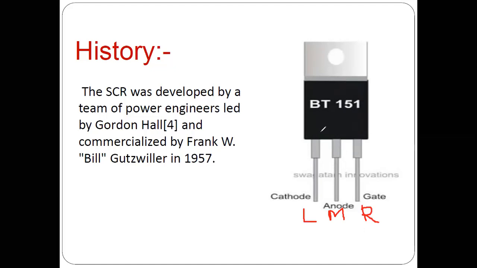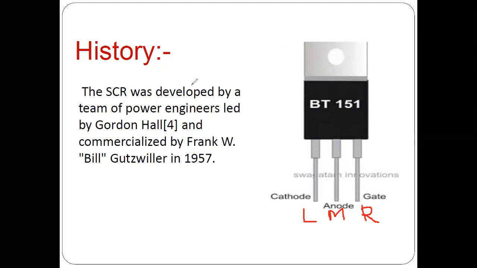So you should hold this particular IC facing towards you, and then go from left to right, that is cathode, anode, and gate. Do not take it as anode, cathode, and gate. It is cathode, anode, and gate terminal.